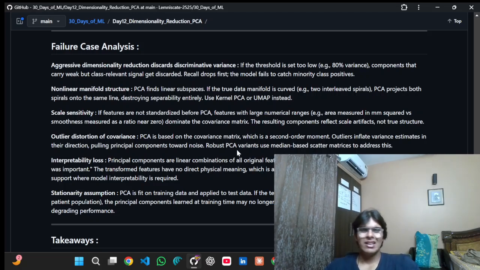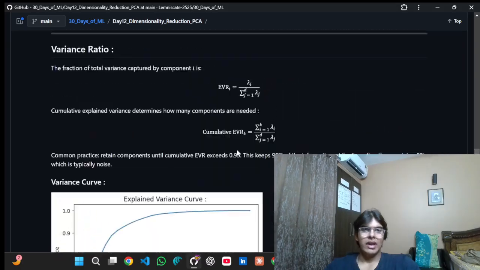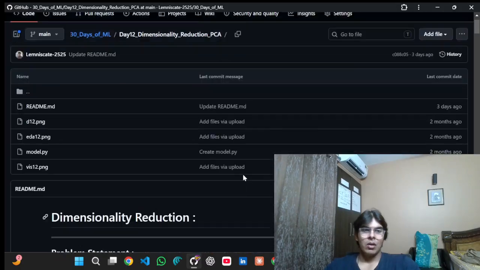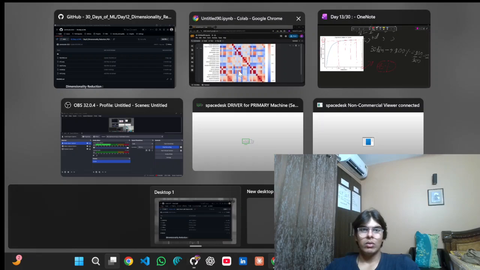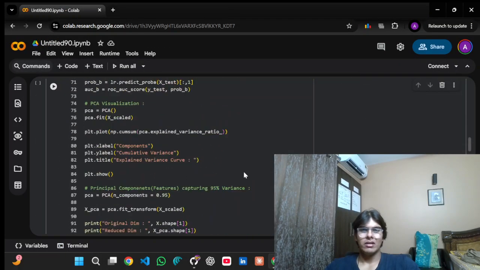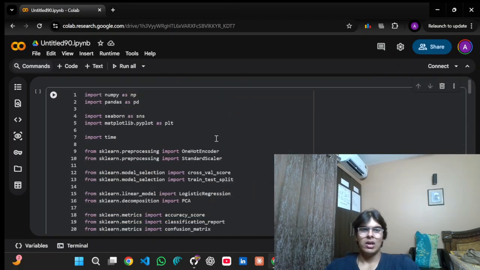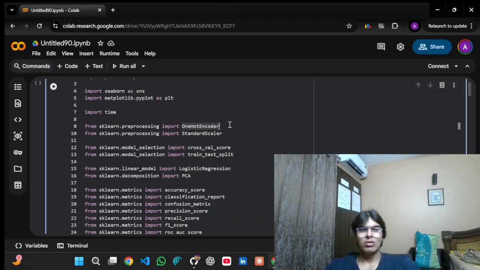You can read the others as well. These are some of the takeaways, and now we come to the code part. If you want to check out the code, it is not all that complicated. It is basic implementations. This I have already discussed, basic libraries. One hot encoder is not being used here. I've just written it down.